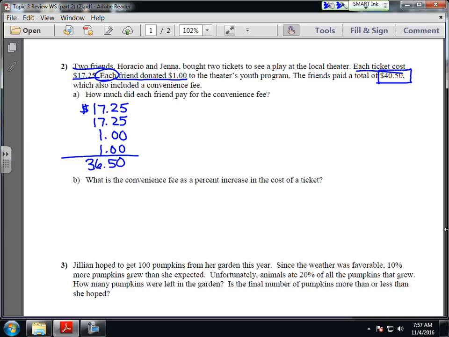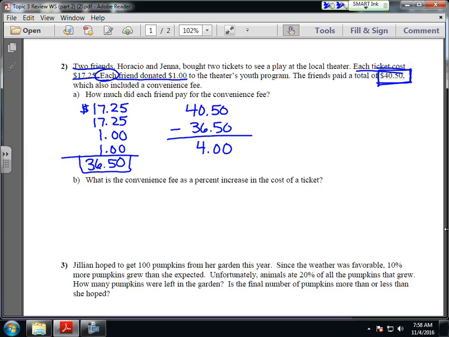Of course, we know that they actually had to pay this much because the theater tacked on a convenience fee. Do you remember from number 1 how we do this? How do we use this information and that information to figure out how much the convenience fee was? Yeah, we have to subtract. Put the bigger number first, and we find out that they paid a convenience fee of $4.